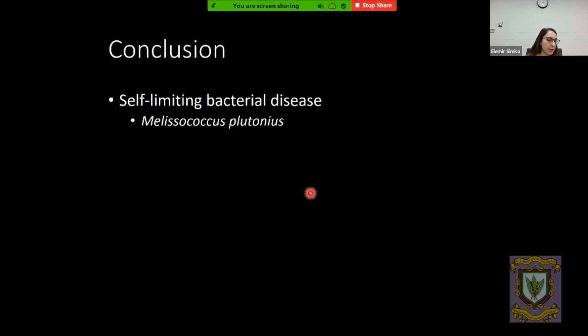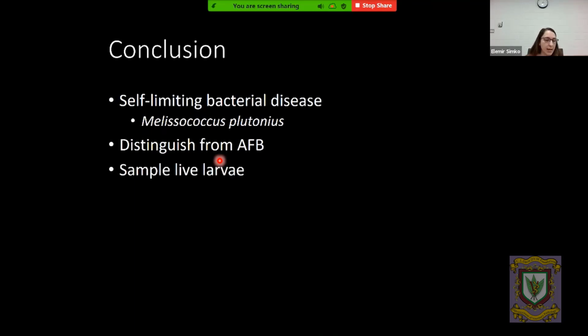So in conclusion, European foulbrood disease is often a self-limiting bacterial disease caused by the gram-positive bacterium Melissococcus plutonius. It's important to distinguish this disease from the more devastating American foulbrood disease. And upon diagnosis, it's important to culture live infected larvae to avoid contamination by secondary bacterial overgrowth.